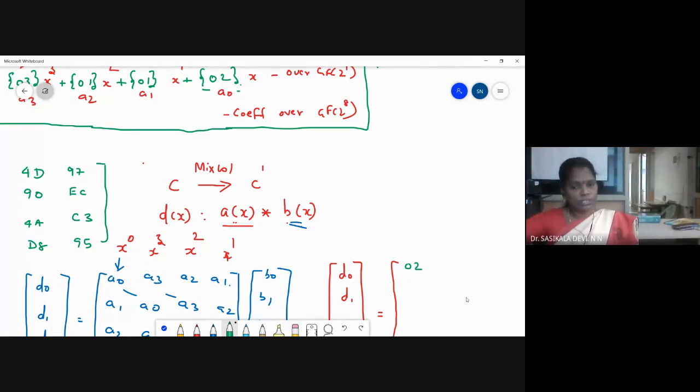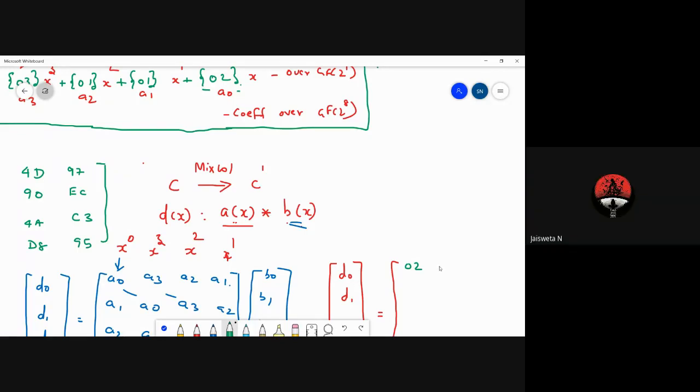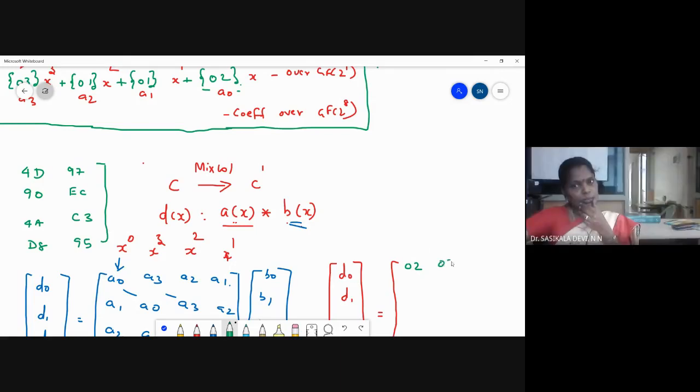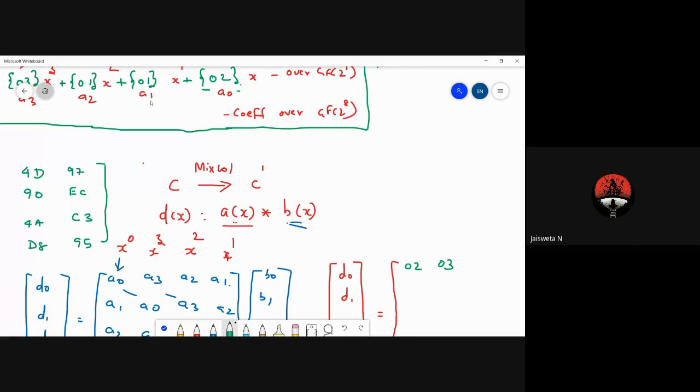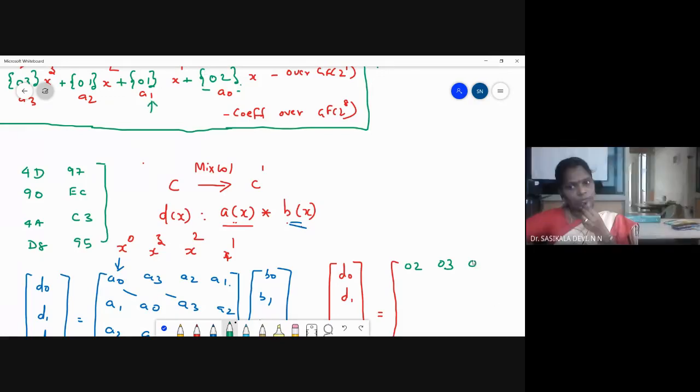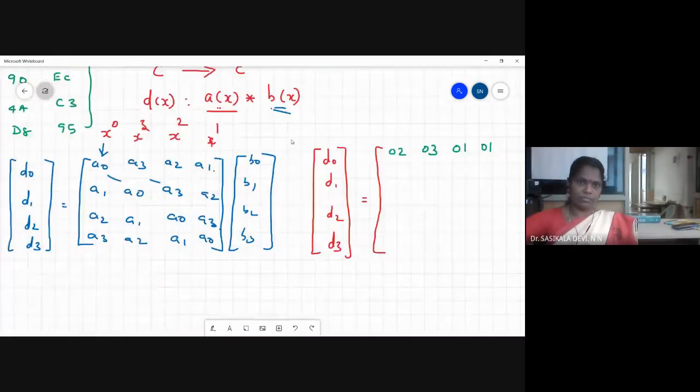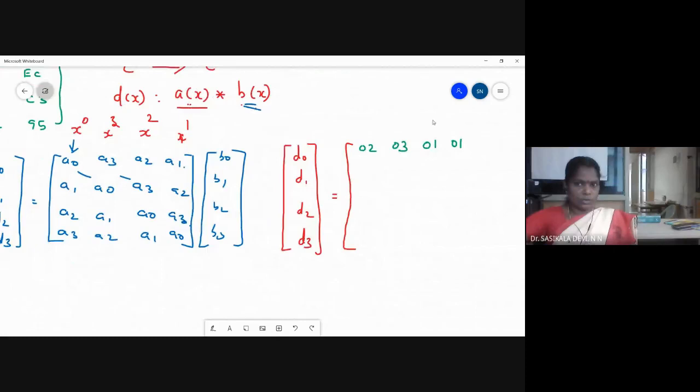What is the x power 3 coefficient? 03. And the x power 2 coefficient? 01. And the x power 1 coefficient, also 01. So now the subsequent values can be filled based on shifting, because we know the rule here. So 02, 03, 01, 01. This is the constant matrix.